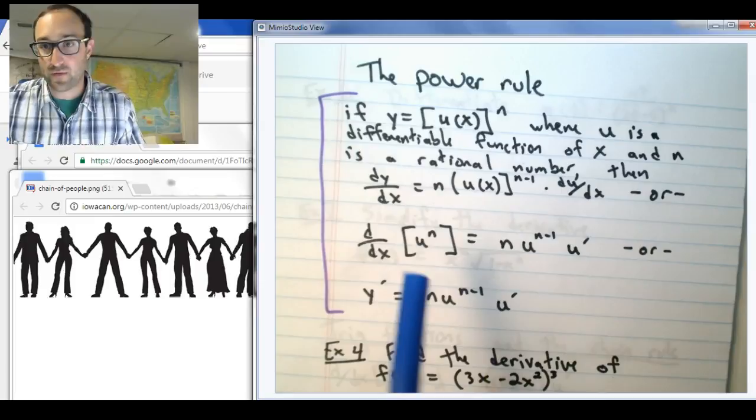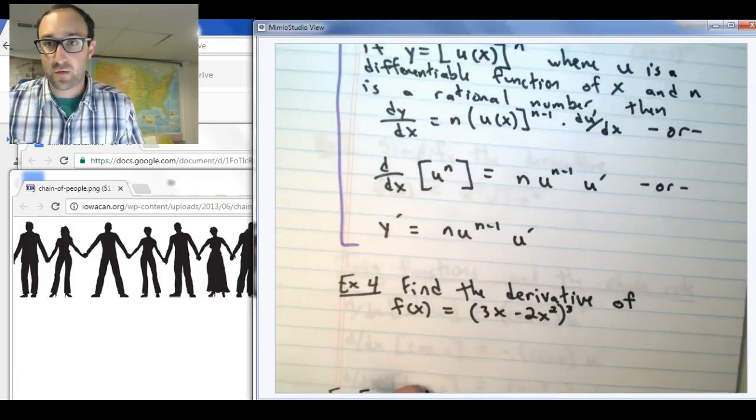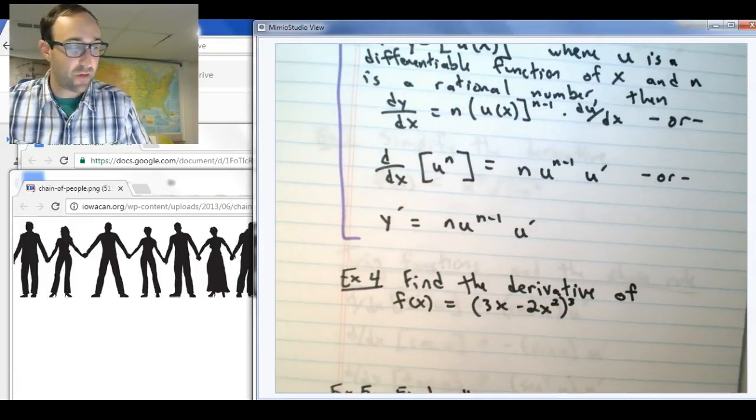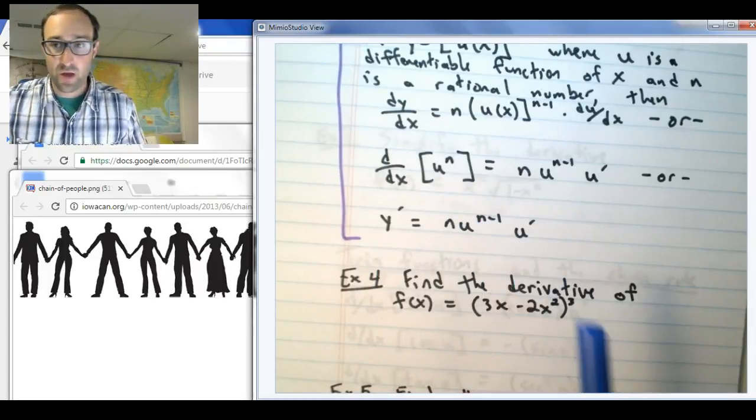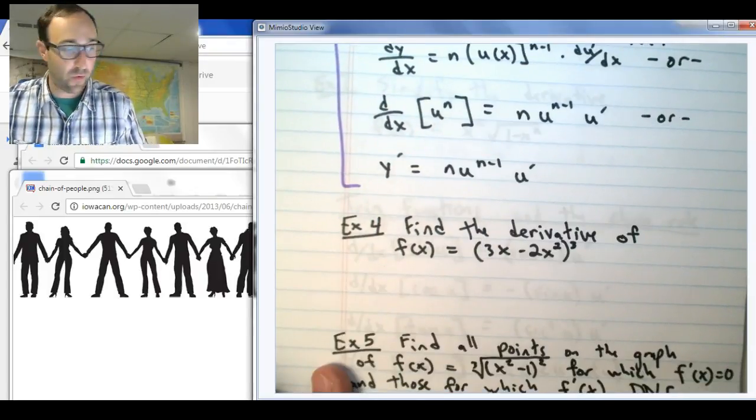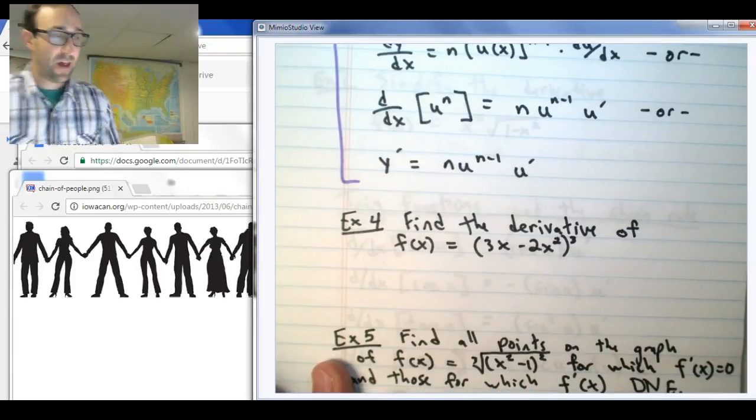Okay, so we have different ways of writing it, and really all the other thing we can say is that y prime equals n u to the n minus 1 times u prime. Okay, so here's our example 4. Find the derivative of that whole thing.